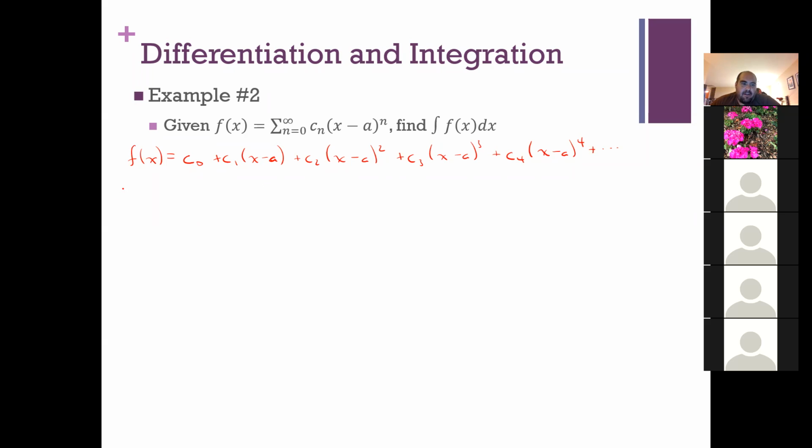So now what I want to do is come up with an expression for this antiderivative. So what's going to happen to that first term? What's the integral of c sub 0, or the antiderivative of c sub 0? Like c sub 0 x. Yep. How about the next one? C sub 1 times x minus a.